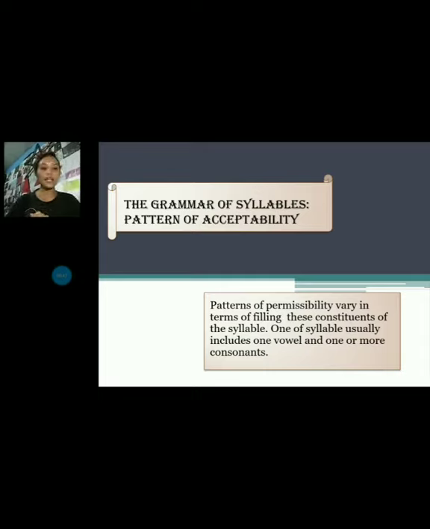Or another example, reading. This word has two syllables, with the sounds r and long e. There is one syllable, the first syllable, and the second syllable has the short e and ng. So this syllable has one vowel and two consonants.